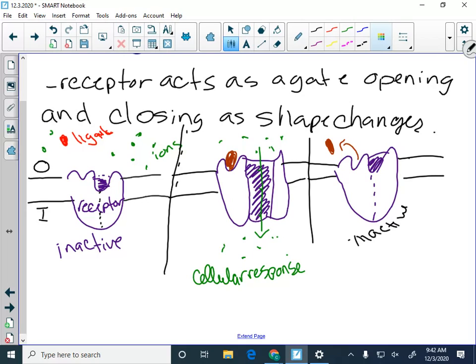Yep, this is active. Yep, when the ligand is bound to our receptor, that is typically what activates it. Opens up and lets stuff in. Good question. Any other questions? Okay. So those were our membrane bound receptors.